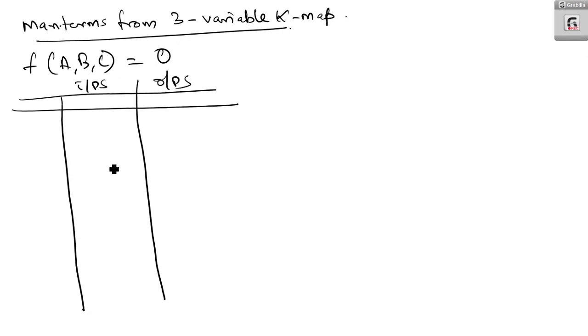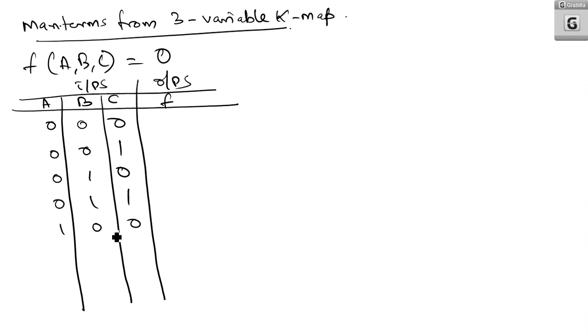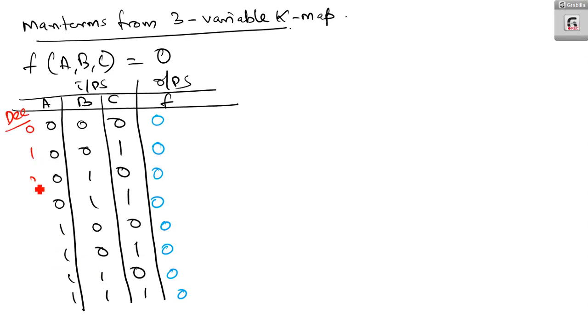So inputs are a, b, c. Output is f. The combinations are 0 0 0, 0 0 1, 0 1 0, 0 1 1, 1 0 0, 1 0 1, 1 1 0 and 1 1 1, keeping all the outputs as 0. Now the corresponding decimal equivalents are 0, 1, 2, 3, 4, 5, 6, 7.